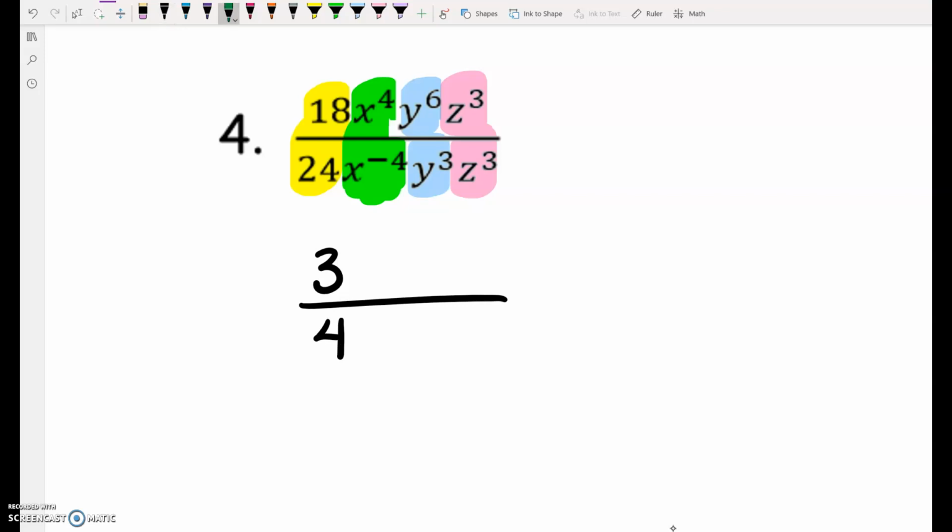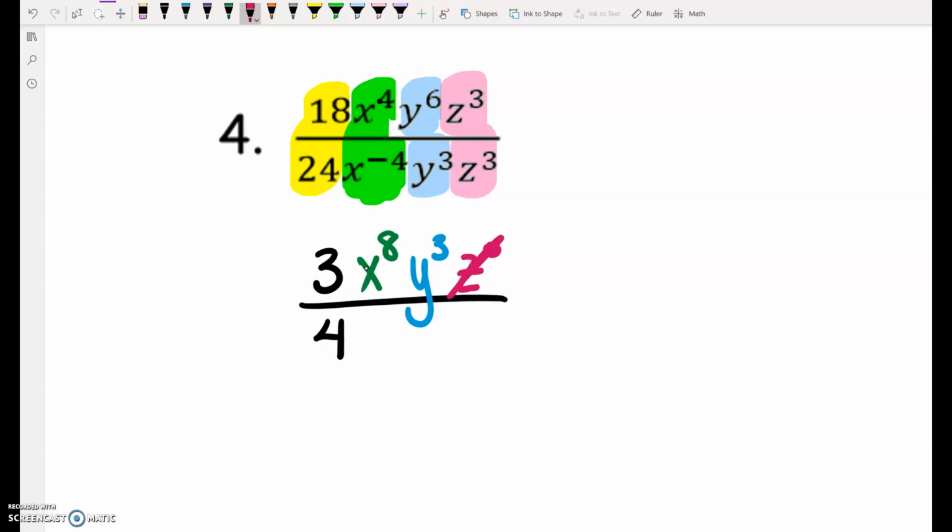Okay, now the x's. We're dividing, so we subtract. What is 4 minus a negative 4? Why won't this thing erase? Oh my gosh. 4 minus negative 4 is 8. Then y's, 6 minus 3 is 3. And z's, 3 minus 3 is 0. What is z to the 0? 1. So that doesn't even need to be written in there at all.